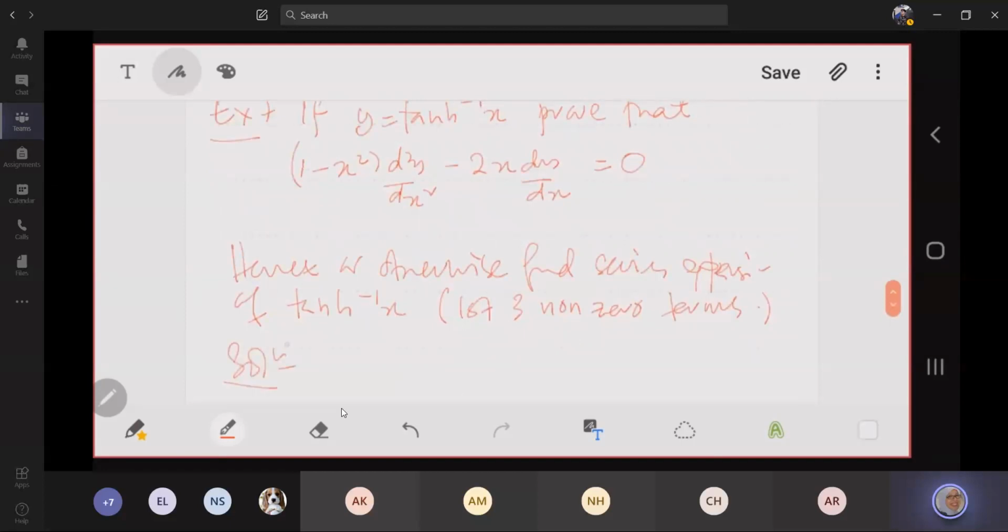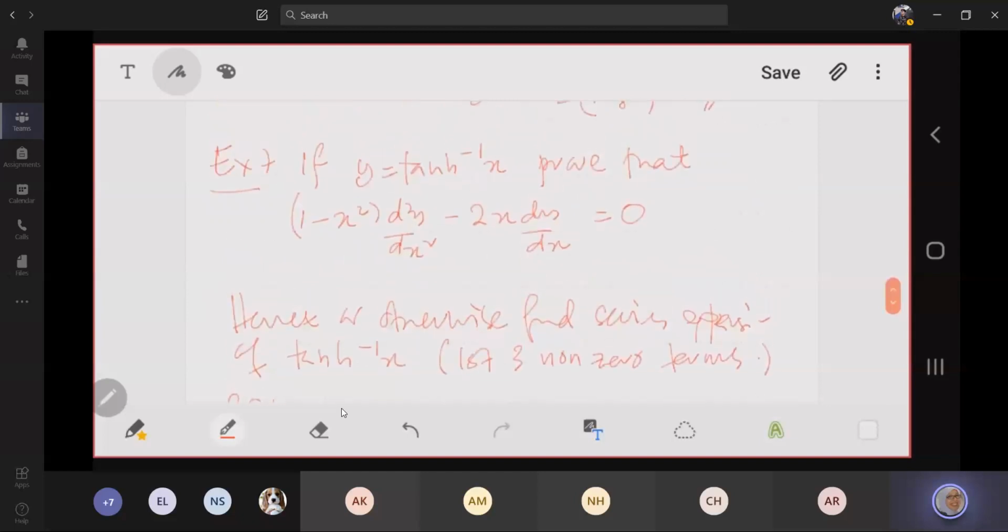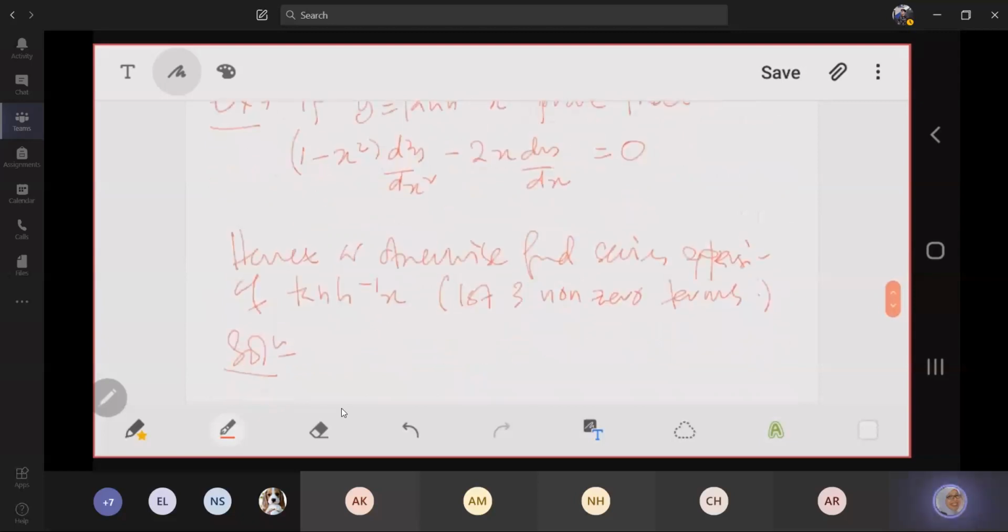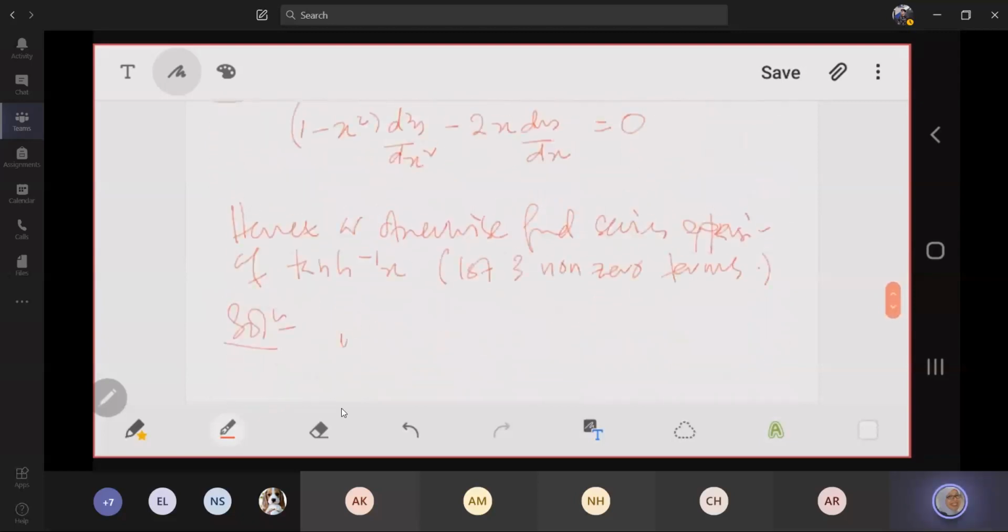y is equal to tangent to the minus 1 of x. y is equal to half ln (1 plus x) over (1 minus x), is it right? Is that right? Guessing. Should be. Yes. Okay, alright.